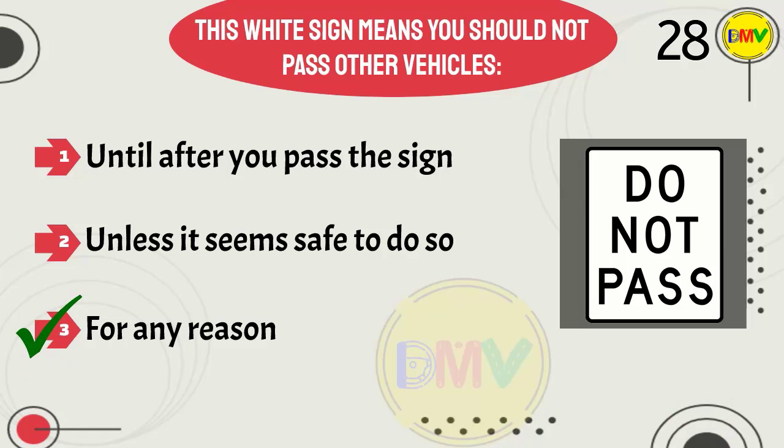The correct answer is 3. A white rectangular sign indicates that you must obey the stated rule. This sign means that drivers should not pass other vehicles for any reason.